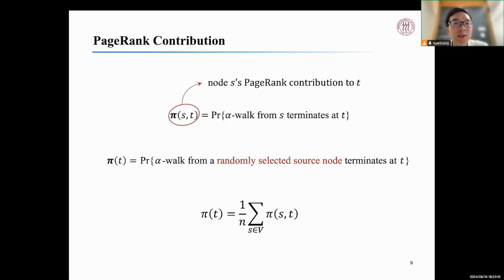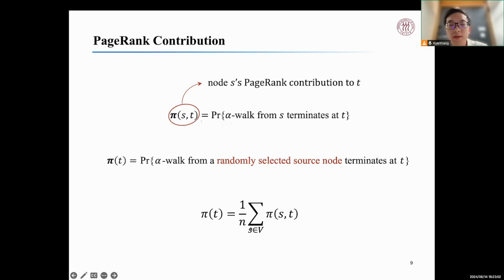Well, in our work, we also consider a highly relevant problem related to a notion called PageRank contributions. Here, a node s's PageRank contribution to node t, denoted by pi s t here, is defined as the probability that an alpha walk from s terminates at t. Recall that the PageRank value of t is defined in a similar way, but from a randomly selected source node on the graph. So it is straightforward to see that the PageRank value of node t equals the average of all nodes' PageRank contributions to node t.